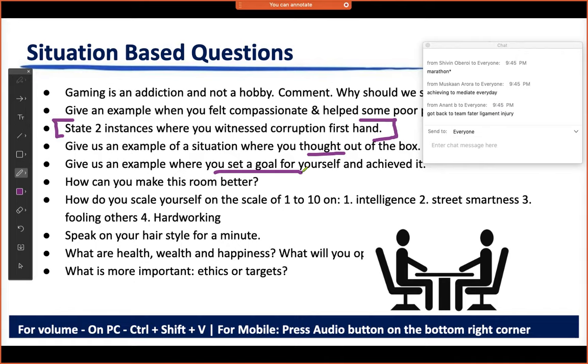So when you say this, you will also talk about what made you achieve it, because that is reflecting on the kind of person you are. ठीक है?